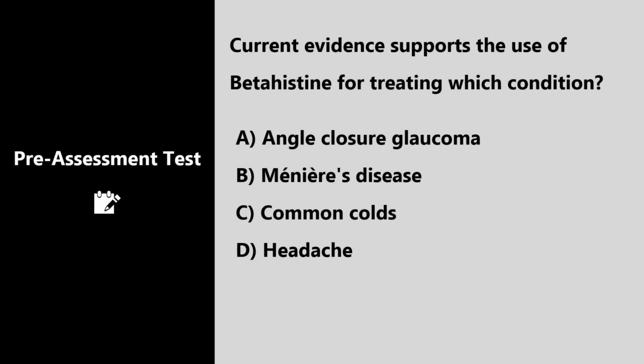Current evidence supports the use of betahistine for treating which condition? A. Angle closure glaucoma. B. Meniere's disease. C. Common colds. D. Headache.